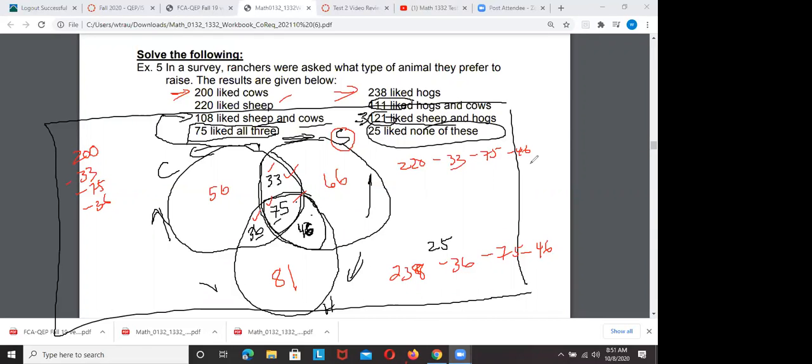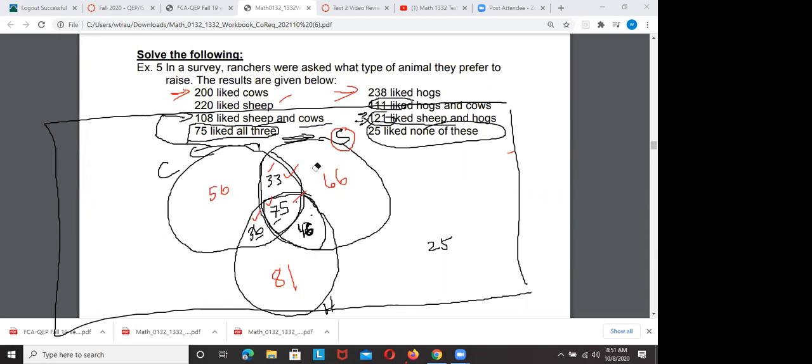I'll erase a lot of this other stuff I don't need. That 25 is in there. That's how many people don't like any of it. Okay, so let's answer some of the questions.